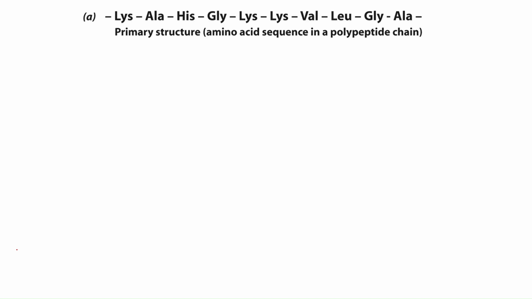As we've already learned, the primary structure refers to the amino acid sequence within a polypeptide chain. So it's just the order of amino acid residues in that polypeptide chain, and that primary structure is what gives rise to all these other levels of structure that come after it. That's why it's the primary structure. It's going to give the polypeptide a certain propensity to fold a certain way or to behave a certain way.